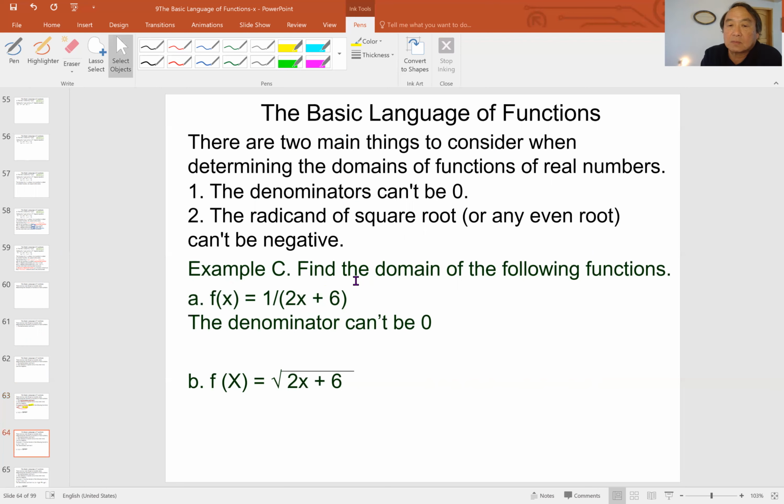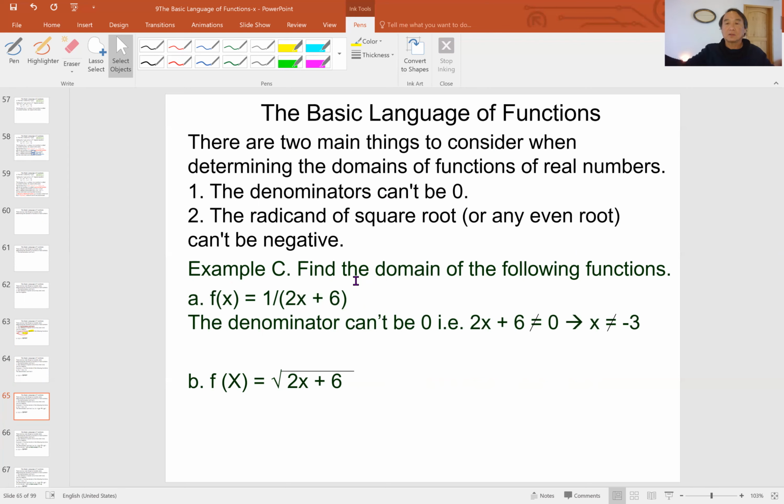So you'd say 2x plus 3 shouldn't be 0. So x cannot be -3. The domain is everybody else, except for -3. No path for -3.